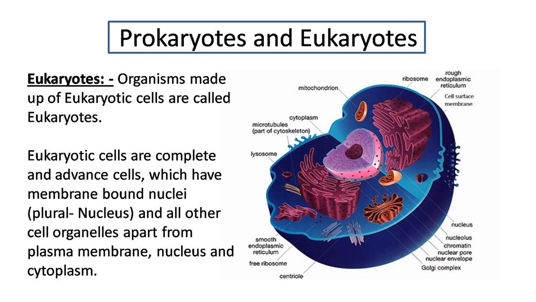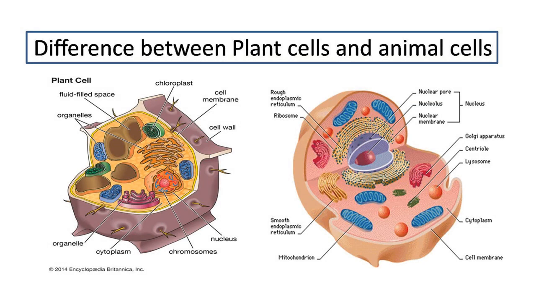Now the eukaryotes. Organisms made up of eukaryotic cells are called eukaryotes. Eukaryotic cells are complete and advanced cells which have membrane-bound nuclei, and all other cell organelles apart from the plasma membrane, nucleus and cytoplasm. The meaning of eu is true and karyote is nucleus, and hence true nucleus, and they are highly complex. Now we have some differences between plant cells and animal cells.